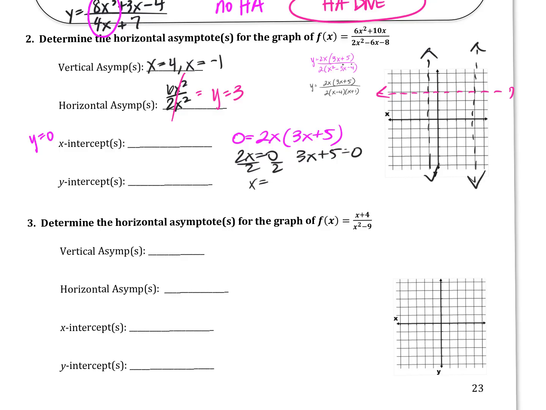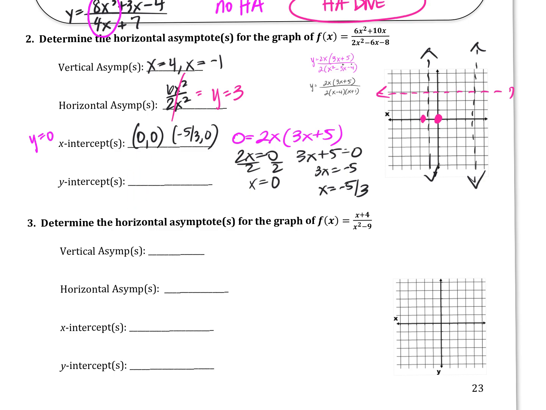What's the first one? 0. What's the second one? -5/3, anybody? Yeah? Okay, so I like to put it as a point. My y is 0. I got 0 for my x when my y was 0. I got -5/3 for my x when my y was 0. That's how I would write my 2 x-intercepts. I'm going to go to my graph, and I'm going to plot those. X is 0, y is 0. -5/3 is -1 and 2/3, 0.